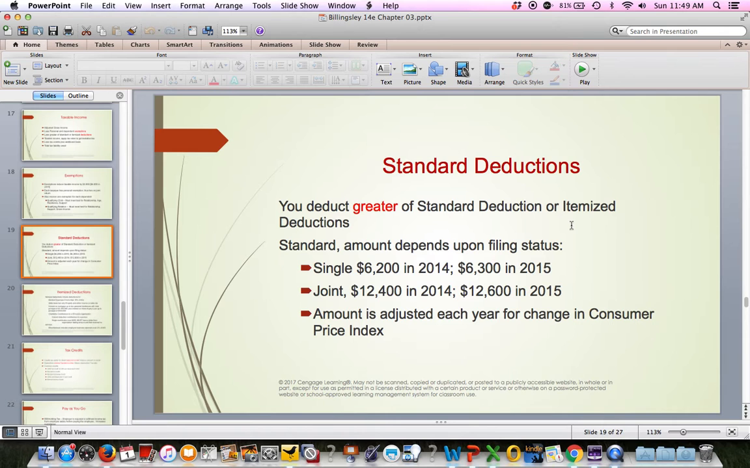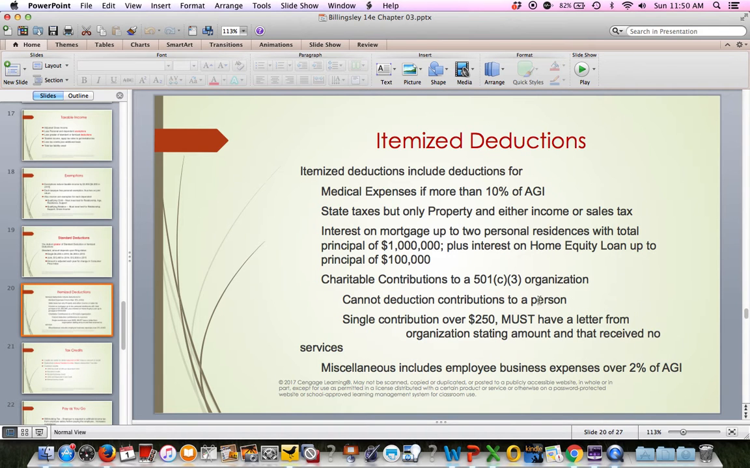So for your standard deduction, you deduct the greater of your standard or itemized. For standard, 2015 is the last date they gave us here. For single, it's $6,300. For joint, it's just double that, $12,600. It's adjusted each year, so it'll be higher for 2016, of course. Your itemized deductions, I've mentioned a few of those. Here are some really common ones. Medical expenses, if they're above 10% of your AGI, so if you and your family had a really bad year for health and you're paying a lot for medical care, you can deduct a certain amount of that.